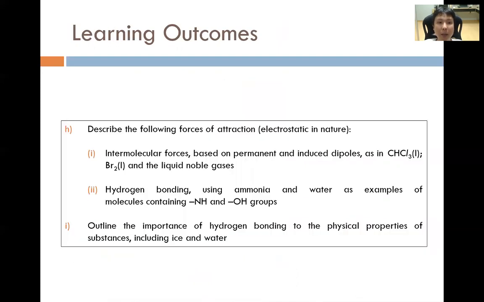Alright, this sums up learning outcomes H and I, and I hope that you're now able to describe the forces of attraction in terms of intermolecular forces based on permanent dipoles and induced dipoles, as well as hydrogen bonding, and also outline the importance of hydrogen bonding to the physical properties of substances, including ice and water.